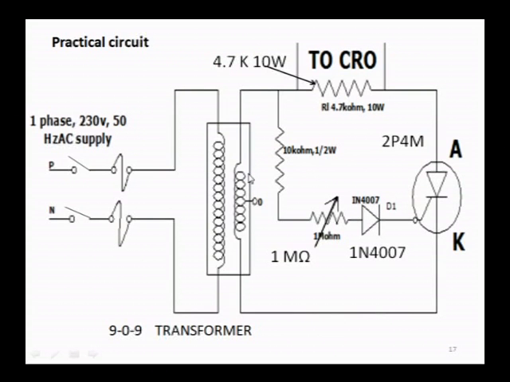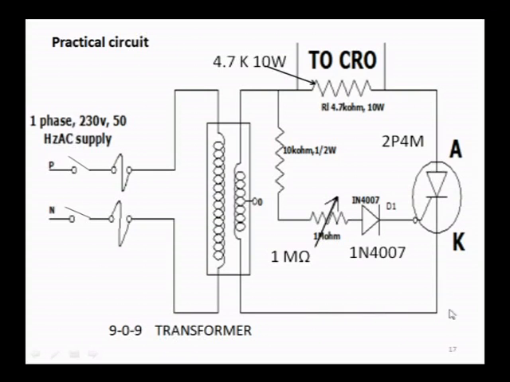Now, this is the actual practical circuit diagram given for you. You can try this in your laboratory, wherein you have a 2P4M SCR connected through a diode with a 1 mega ohm resistance. This is a variable resistance, this is a 10K half watt resistance, and this is a 4.7K 10 watt resistance connected to a CRO with a 909 transformer. It is a step down transformer. So, you can rig up this circuit in the laboratory.